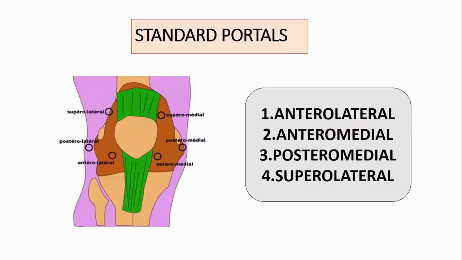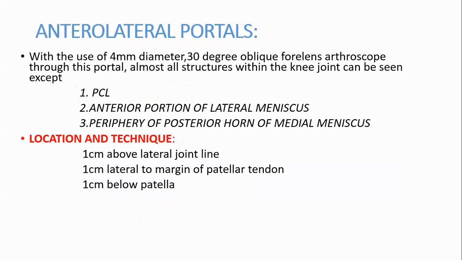There are four standard portals. They are anterolateral, anteromedial, posteromedial, and superolateral. Let us see about individual ones. Anterolateral portal. It is a standard portal. It is used with a 4 mm diameter and 30-degree oblique 4-lens arthroscope. Through this portal, almost all the structures of the knee joint can be visualized.